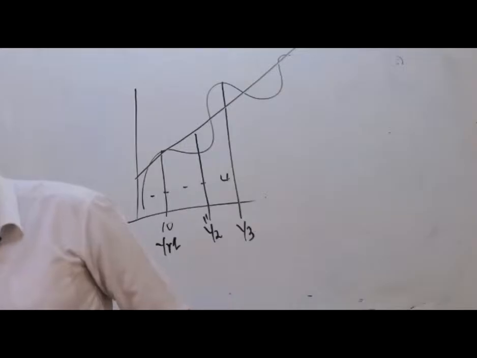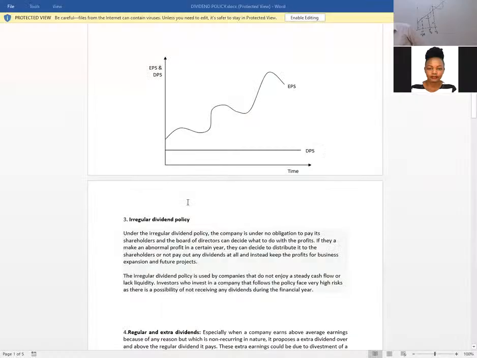So we continue here. Irregular dividend policy. Under the irregular dividend policy, the company is under no obligation now to pay its shareholders, and the board of directors can decide what to do with the profits. Irregular. So this year we can pay 10, next year we pay 20, another year we pay 0, etc. We are not under anybody's obligation to pay dividends.